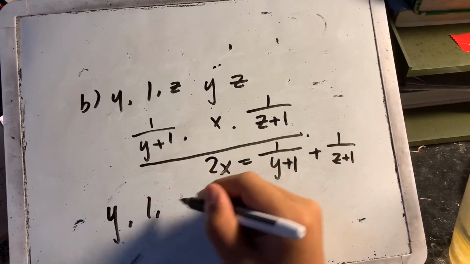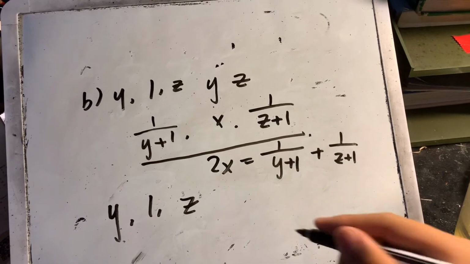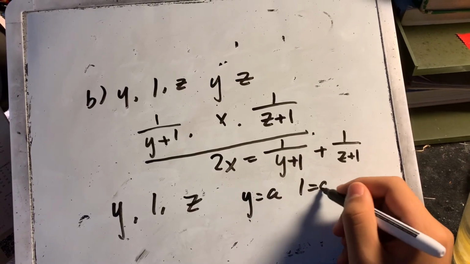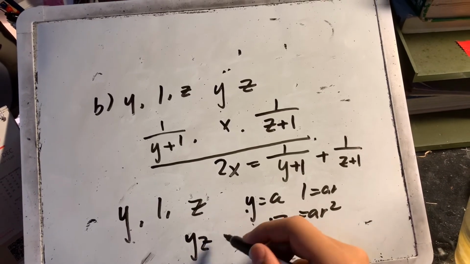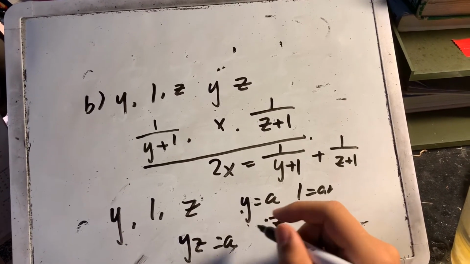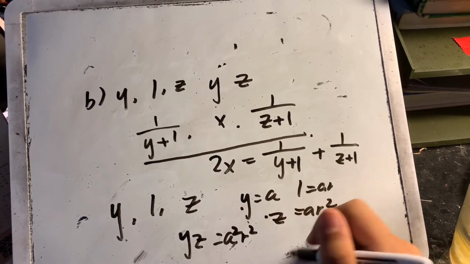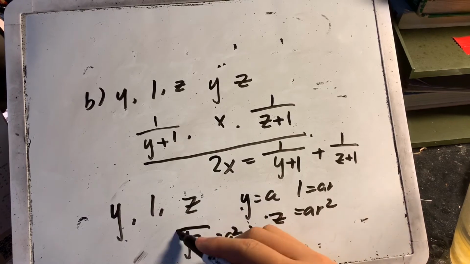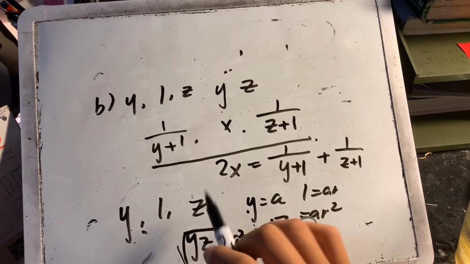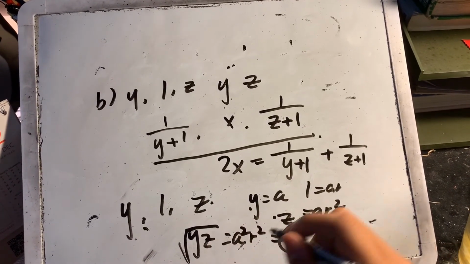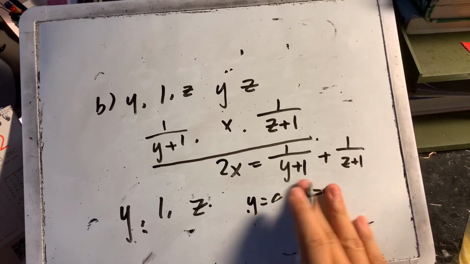So let's see the first criteria. y, 1, z is a geometric sequence, right? So this means y is equal to a, 1 is equal to ar, and z is equal to ar squared. So we can multiply 1 and yz is equal to ar is equal to a squared r squared. So the root of yz is the second term. It's the root of the first term times the third term. So after that, since we know that this is 1, we can get that yz is also equivalent to 1.